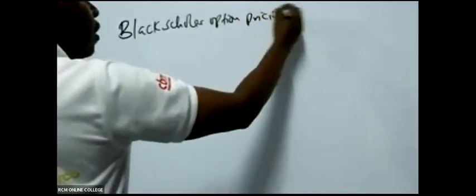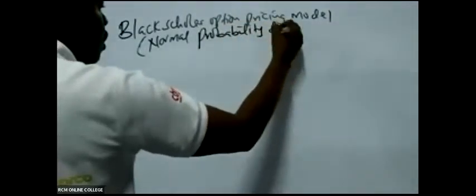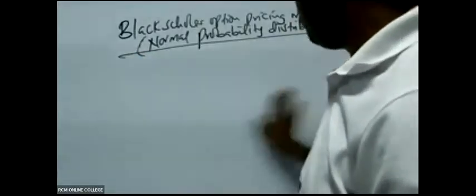Pricing model. Black-Scholes option pricing model will be using what we call the normal probability distribution. The Black-Scholes option pricing model uses the concept of normal probability distribution.